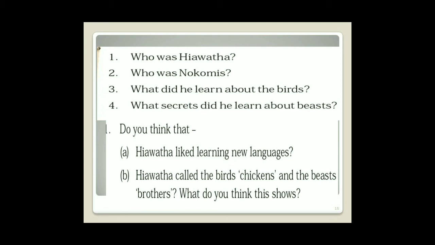questions and answers. So, who was Hiawatha? Hiawatha was a little young red Indian boy. Who was Nokomis? Nokomis was the old grandmother of Hiawatha. What did he learn about the birds? He learned about the birds many things, their secrets. What are the secrets of the birds? How they build their nests in summer, where they hid themselves in winter. Like that, secrets of birds he learned.